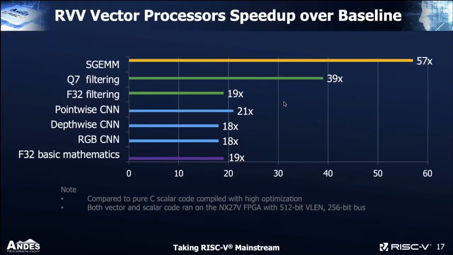Now the vector processor speedup, depending on the algorithm: for SGEMM, we actually see almost 60 times acceleration. Some of the filtering functions, 20 to 40 times. And for the neural network CNN functions, we could get almost 20 times acceleration on average. The same goes for 32-bit floating point basic math as well. So the library and the hardware are very optimized for high performance. That helps with the power efficiency.